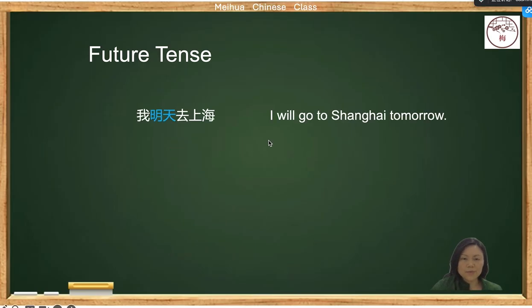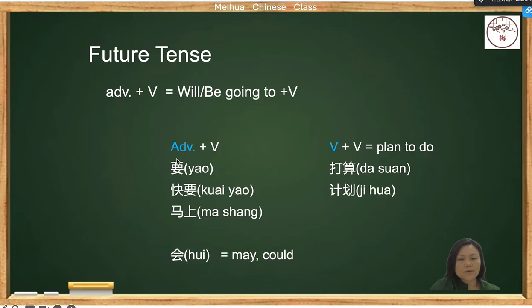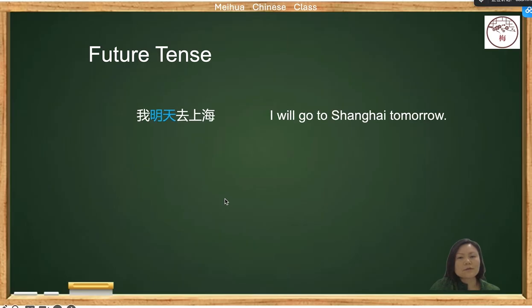For example, 我明天去上海. Here we don't see the adverb, right? We don't see anything here, but we see a time phrase. We see a time noun, 明天. Okay, we know it's talking about something that will happen in the future. So in the translation, I should use the future tense. I will go to Shanghai tomorrow. Tomorrow is the key.